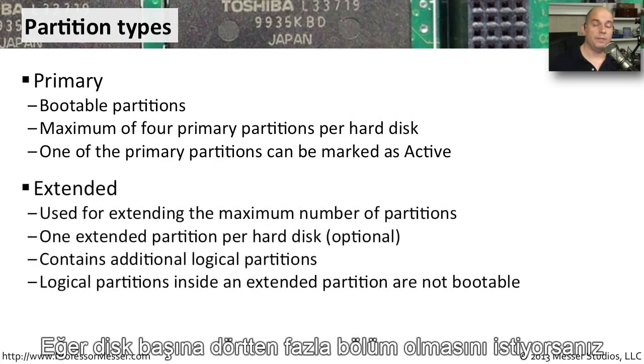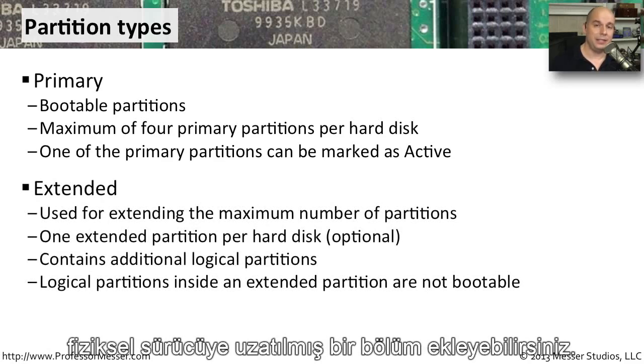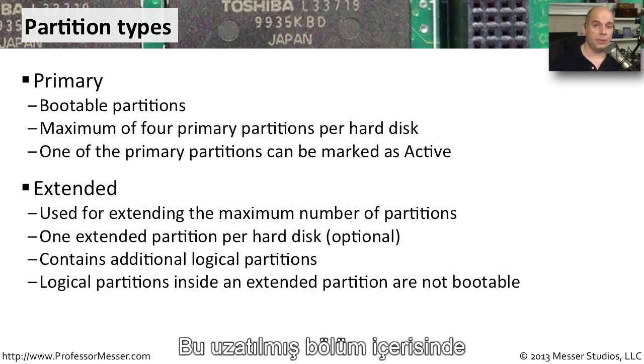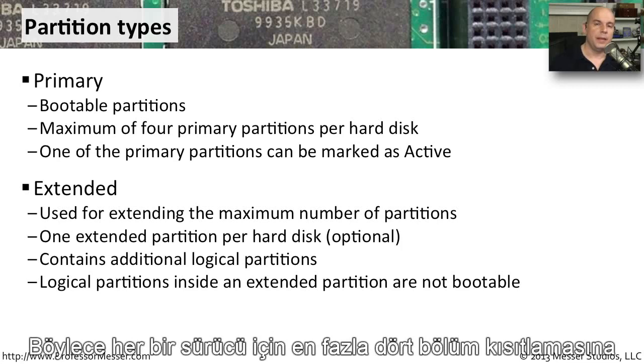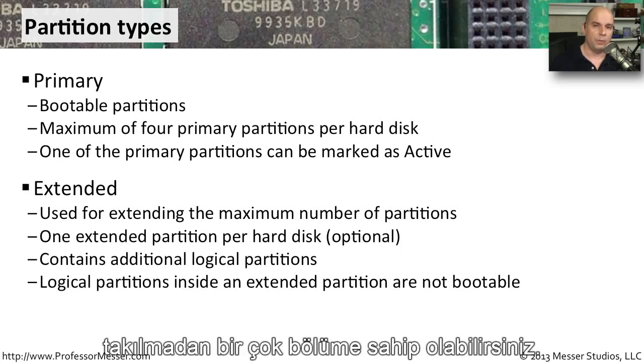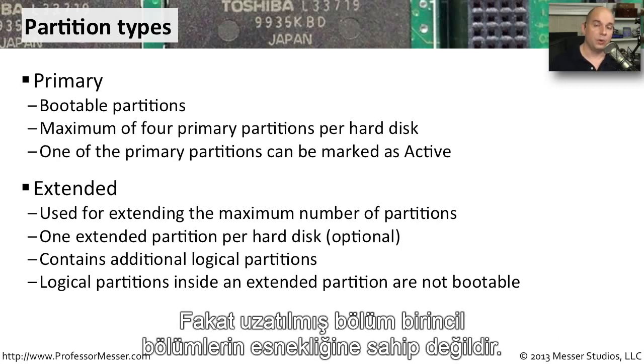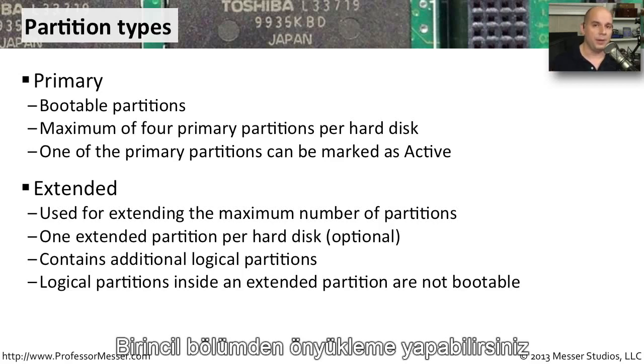If you wanted to have more than 4 partitions per disk, you can add one extended partition to a physical drive. And inside of this extended partition, you can have as many partitions as you'd like inside of that. This would allow you to have many different partitions on this physical disk, and you don't fall into that restriction of only 4 partitions per drive. But of course, an extended partition doesn't have the flexibility of a primary partition.